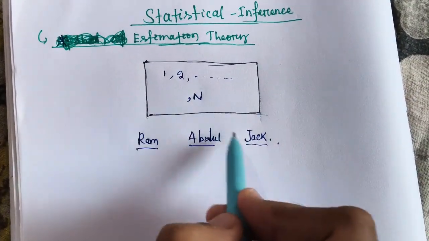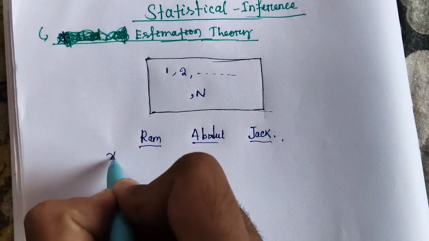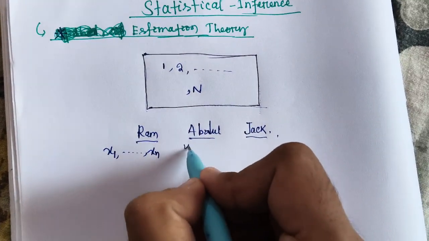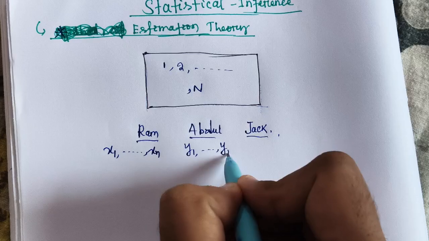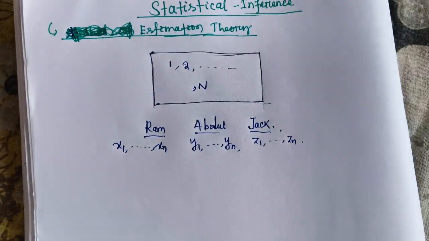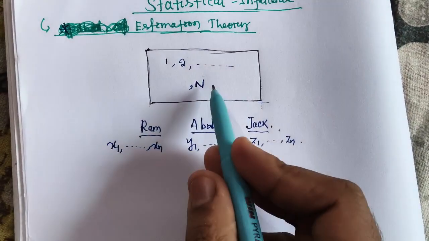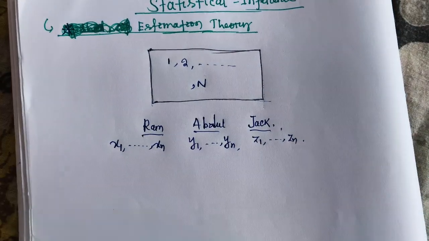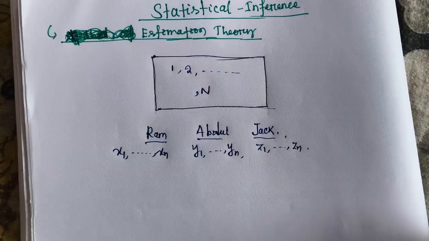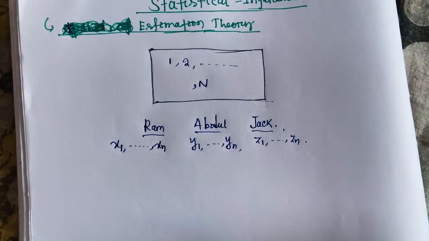So these three enumerators draw different samples. Let Ram take the samples x1 up to xn. Abdul's sample values are y1 up to yn, and Jack's sample values are z1 up to zn. So now the question comes: which sample truly represents the whole population? Because a sample, by definition, is a representative part of the population. So how do we know which sample will truly represent the whole population?